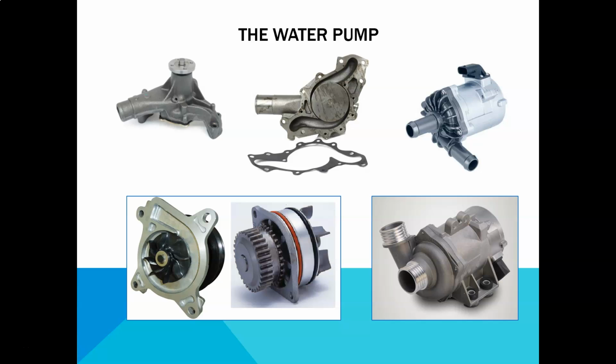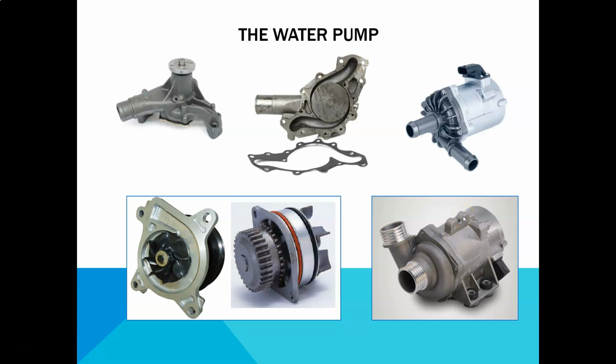Now, a couple other things I tried to include here. This one has a pulley, and it would be driven by a belt. This one is driven by a timing chain or a timing belt. See this sprocket. So we can drive these all different ways. We also can have electric ones. BMW uses an electric cooling pump, and that's in my big, wonderful crate of parts. And this is just showing you another one. Here's the plug, and it moves.